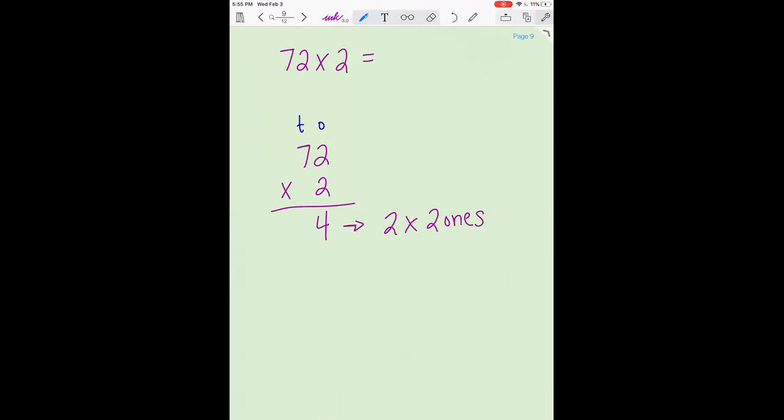Now I'm going to do 2 times 70. 2 times 7 equals 14. We have another 0 added at the end. So 2 times 70 is 140. And off to the side, I'm going to write 2 times 7 tens.